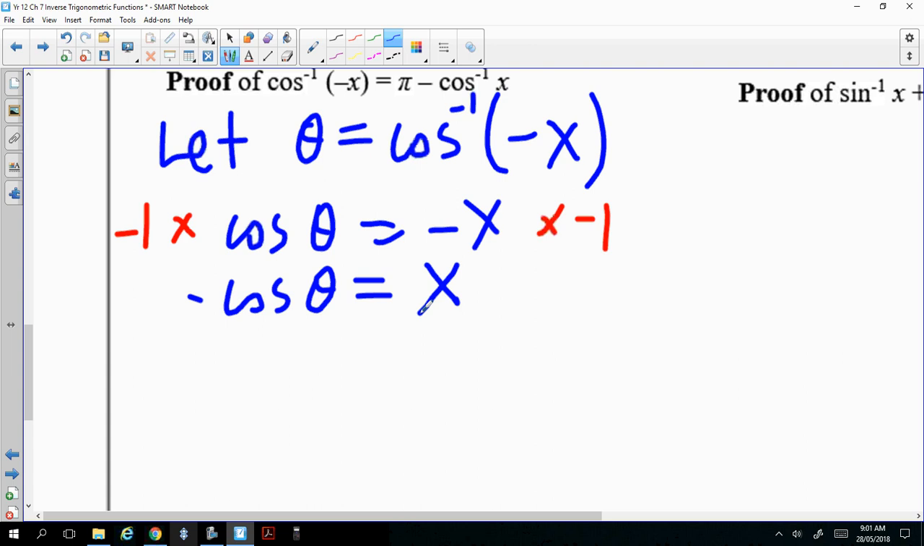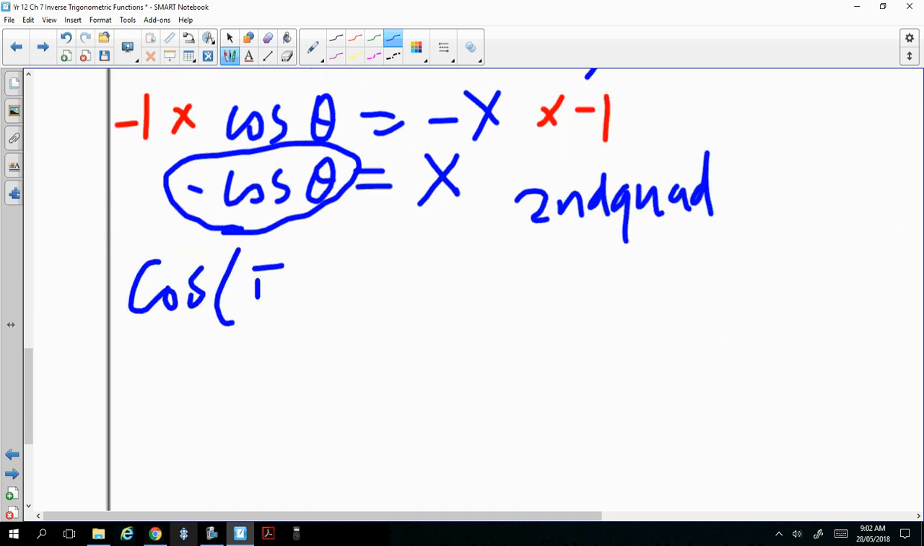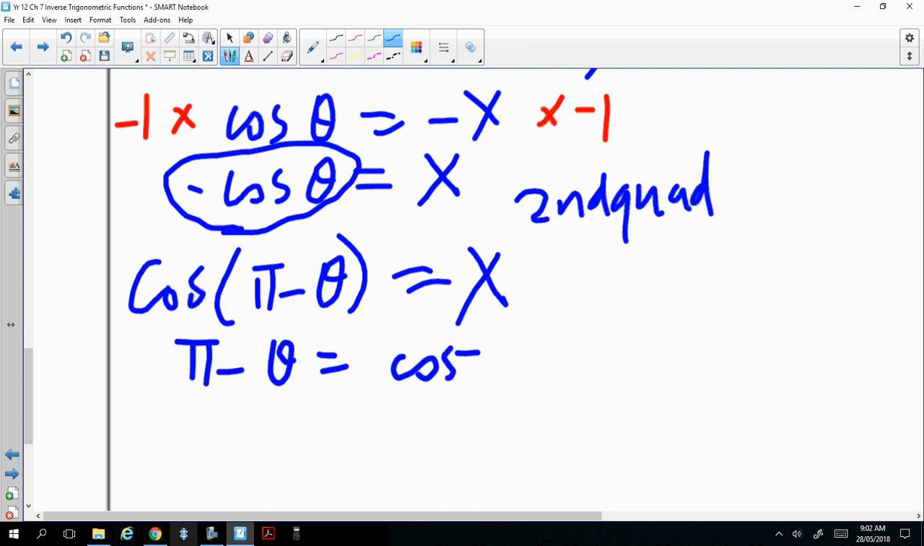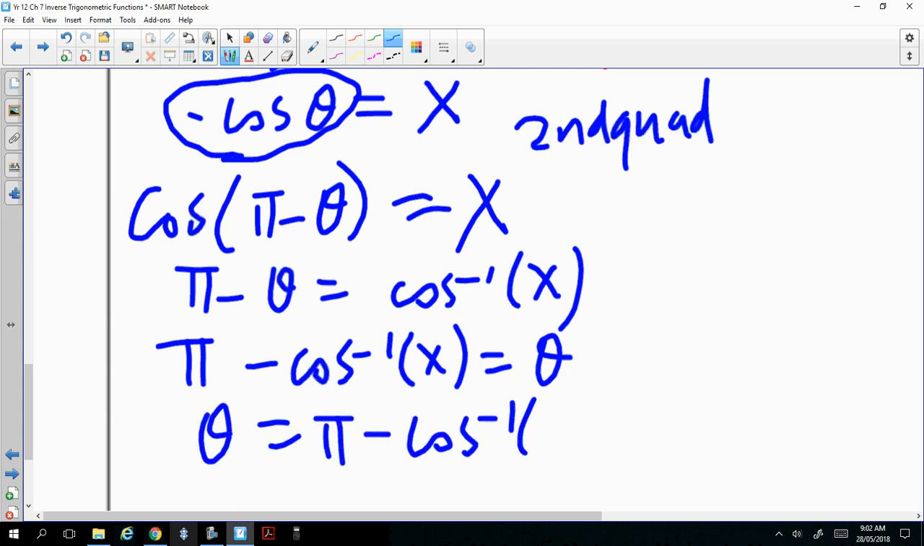And then after this, the negative is in the second quad. So what you do is you change that to cos of pi minus theta equal to x. And then you make theta the subject. So you write pi minus theta equal to cos inverse of x. And then you move things to the other side. So pi minus cos inverse of x equal to theta. And then make theta the subject. So theta is pi minus cos inverse of x.